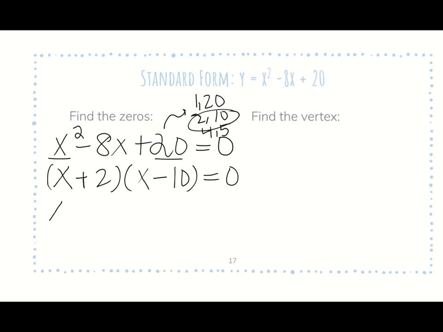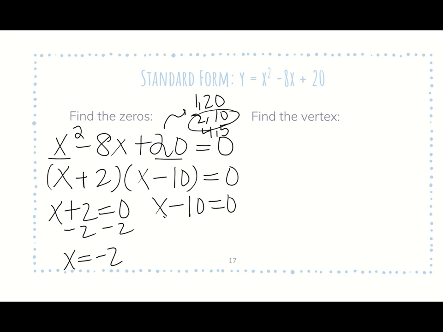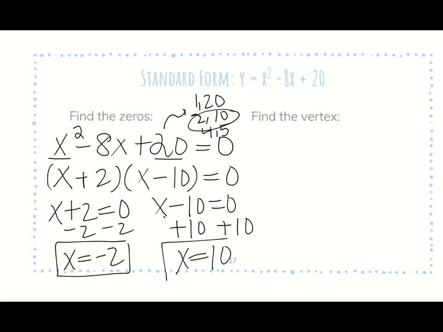My zeros come from when I set each factor equal to 0 and solve. So I would get x equals negative 2 and x equals 10. Those would be my x-intercepts, or my zeros. All right, finding the vertex.